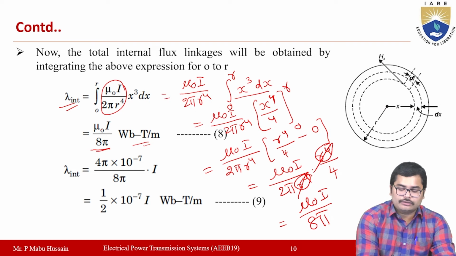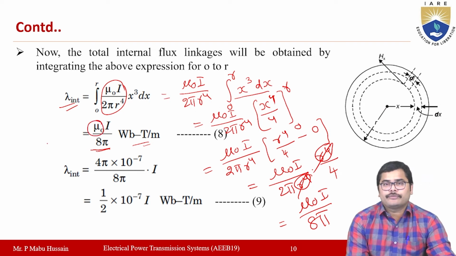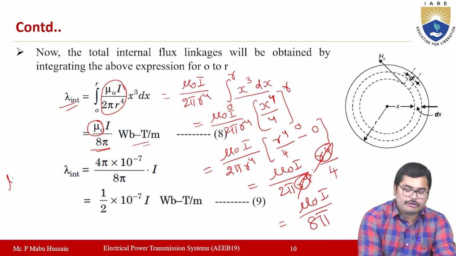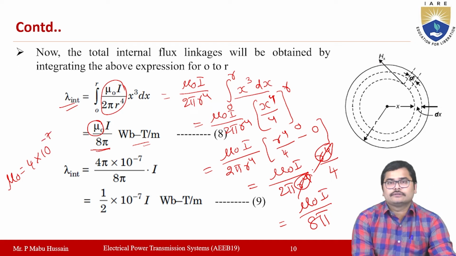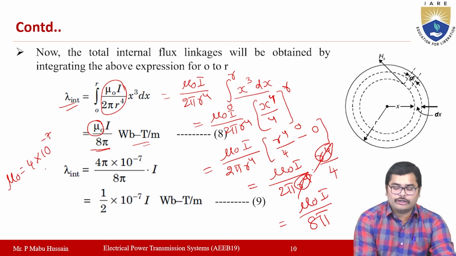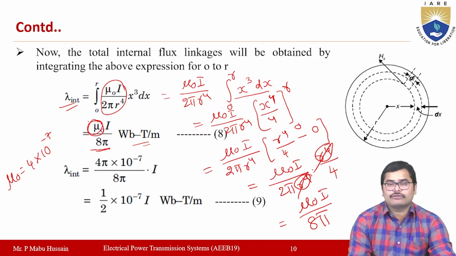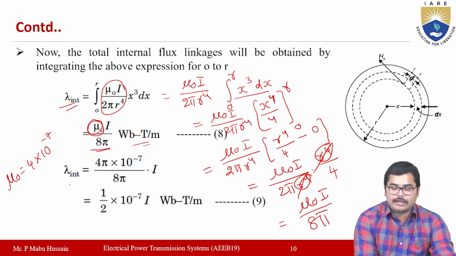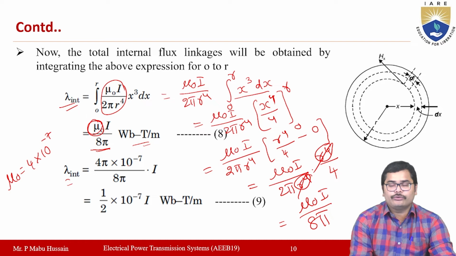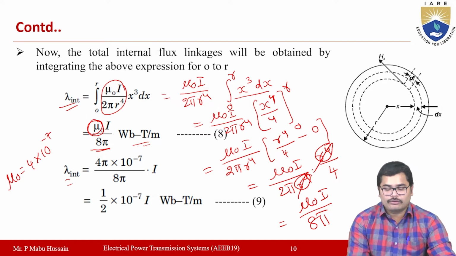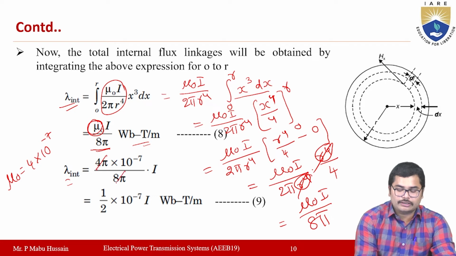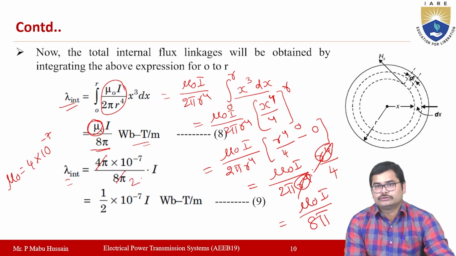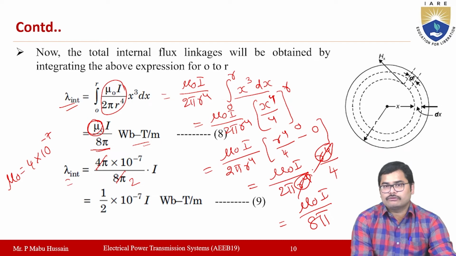Now here, what is the mu naught? Mu naught is the permeability of free space, and this mu naught value will be equal to 4 pi into 10 to the power of minus 7. So if you substitute 4 pi into 10 to the power of minus 7 in place of this mu 0, then lambda internal you can write as 4 pi into 10 to the power of minus 7 by 8 pi into I. Now here 4 pi you can multiply with 2.